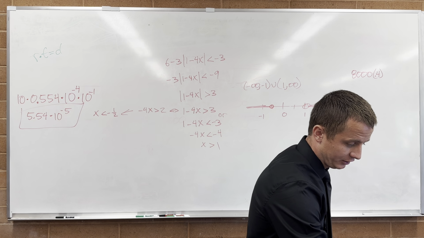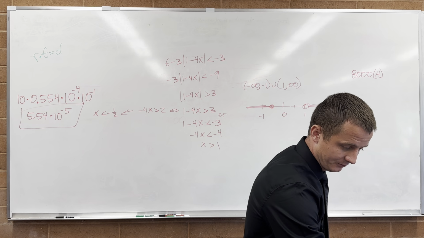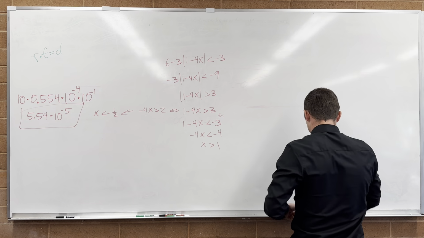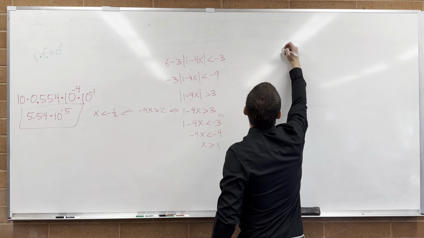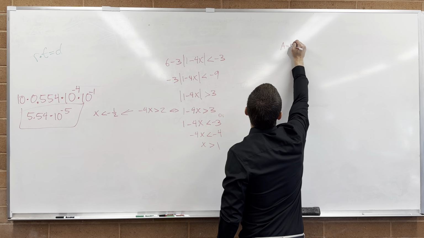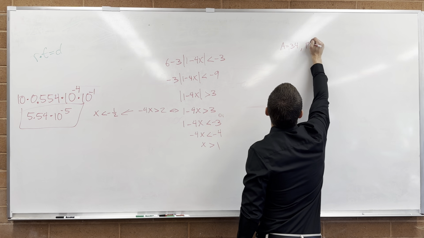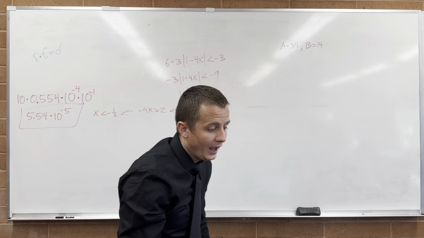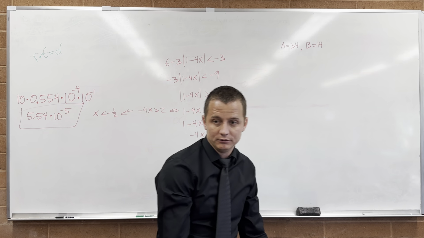13? 13, sure I can. All right, so A is 34 years old and B is 14 years old. So I know A is 34 right now and B is 14. In how many years will A be twice as old as B?